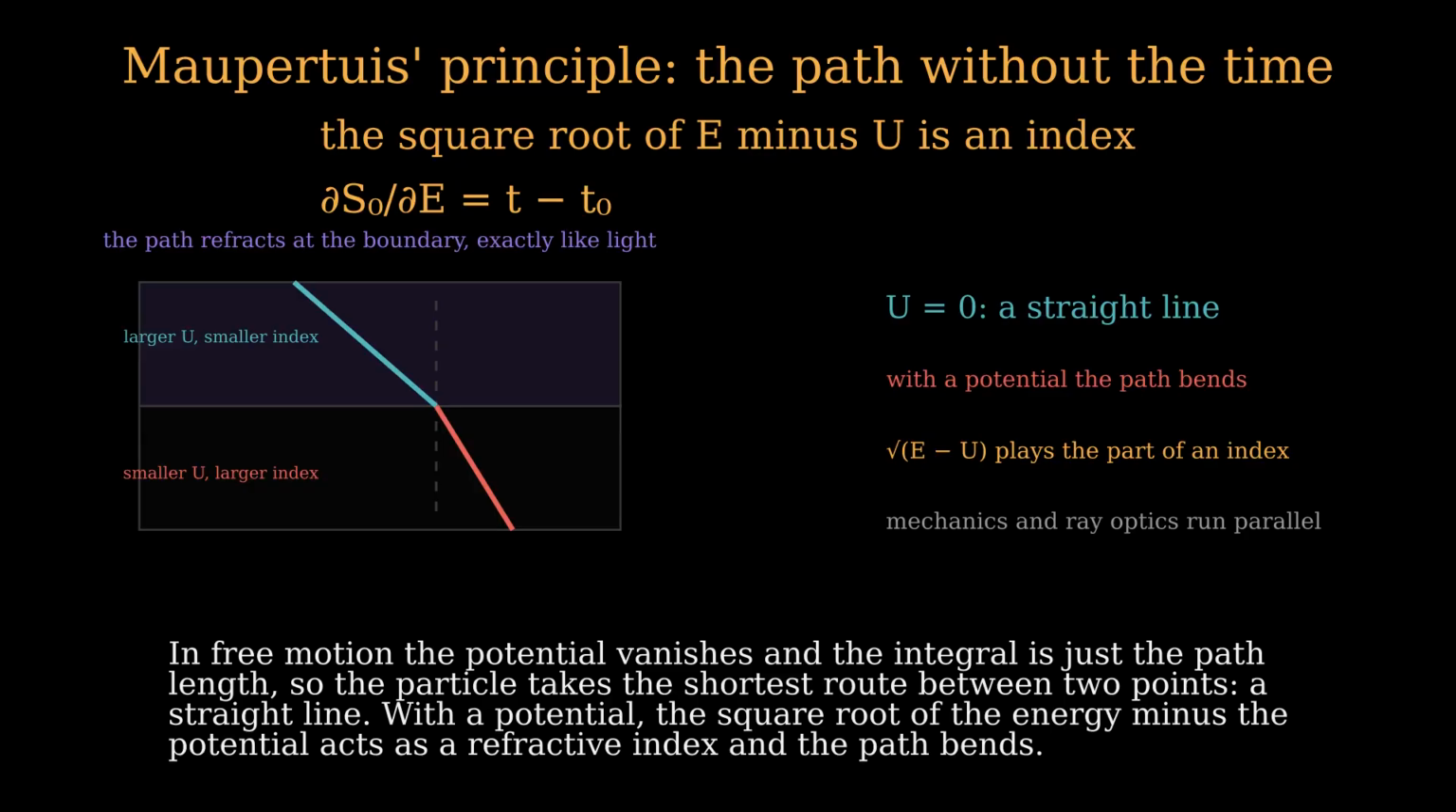In free motion, the potential vanishes and the integral is just the path length, so the particle takes the shortest route between 2 points, a straight line. With a potential, the square root of the energy minus the potential acts as a refractive index and the path bends.